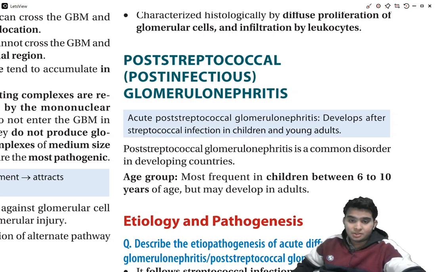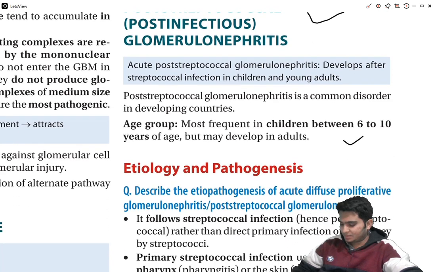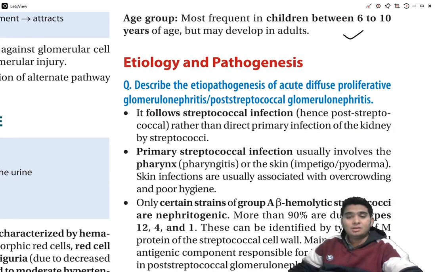Hello friends, in this video we are going to talk about post-streptococcal glomerulonephritis. It is a common disorder in the developing countries, most frequent in children between 6 to 10 years of age. It follows the streptococcal infection.